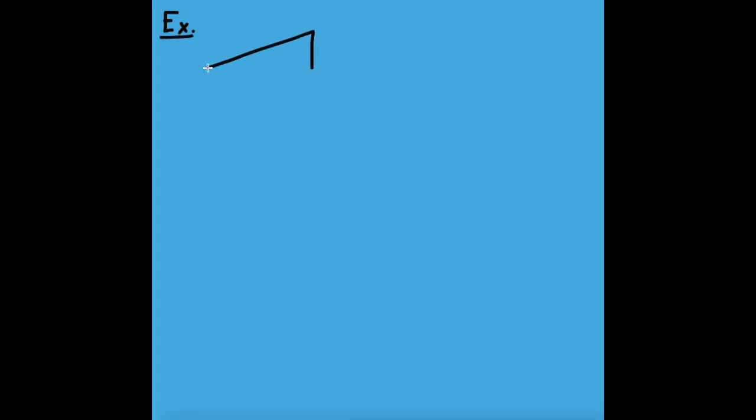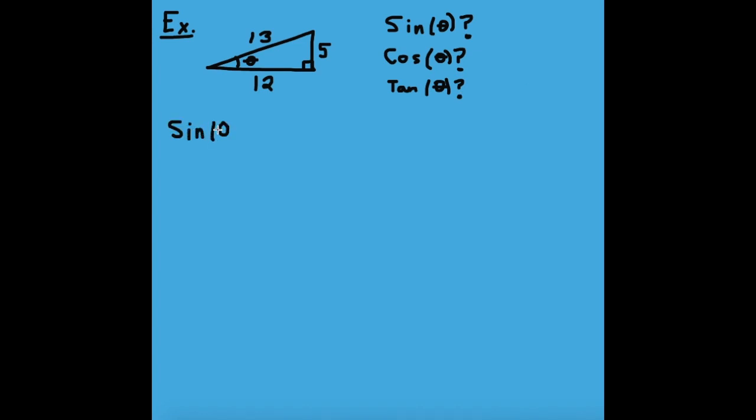Let's say we have this right triangle. What is sine theta, cosine theta, and tan theta? Well, sine theta equals opposite over hypotenuse. So if we look at this picture, the side opposite theta is 5, and the hypotenuse is 13. So sine theta equals 5 over 13.